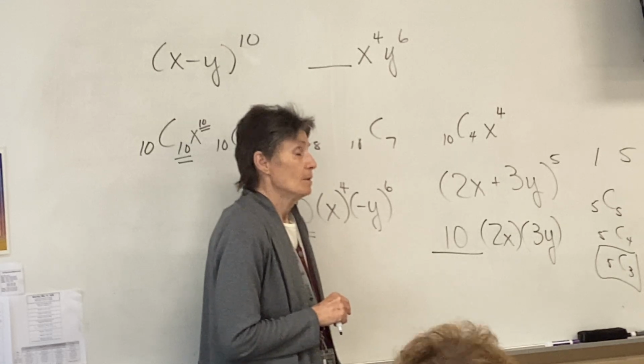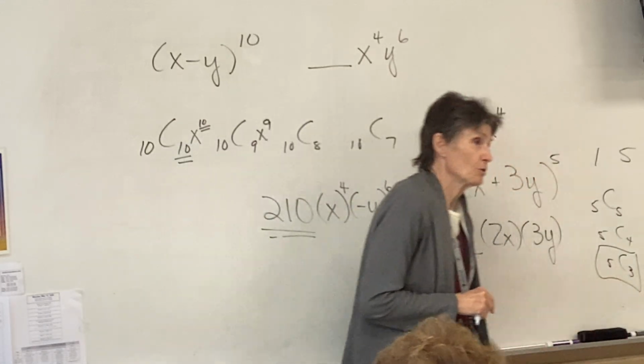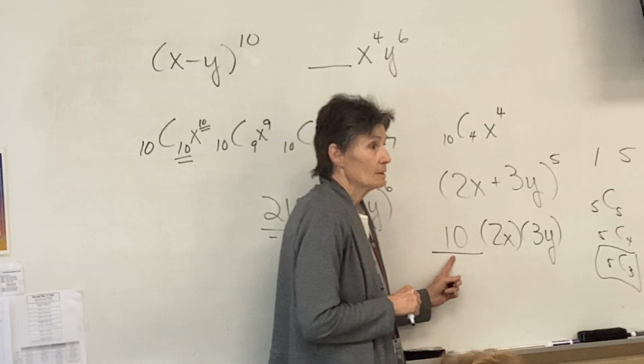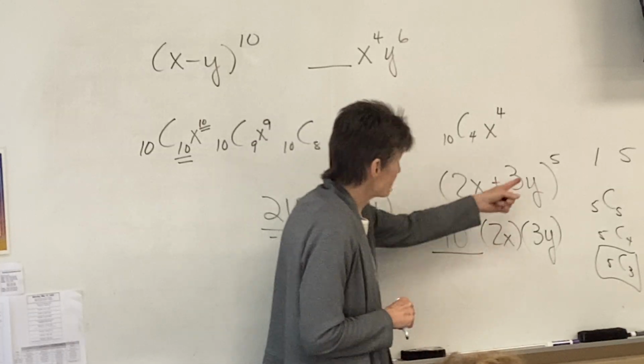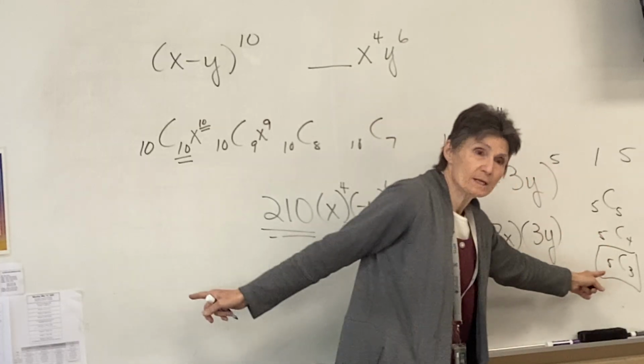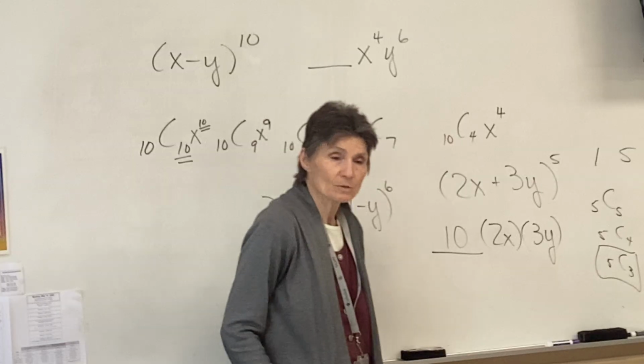Now, if you type 5C3 in on your calculator, guess what you're gonna get? That's it. 10. So I can use Pascal's triangle, because that's not a very big number, or I can do what I did over here and use my C numbers.